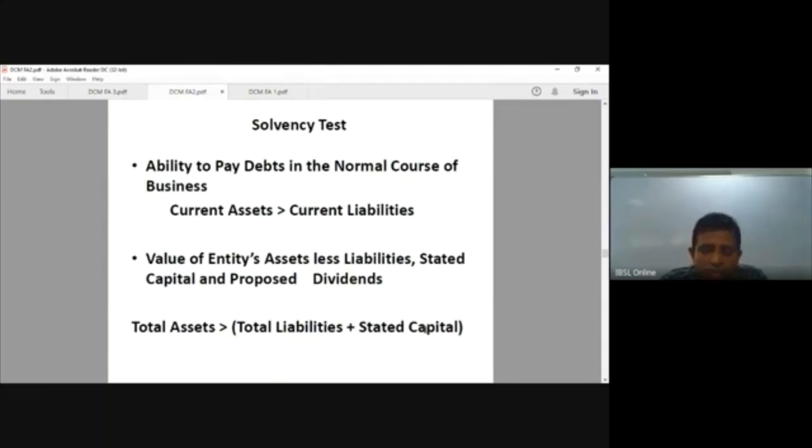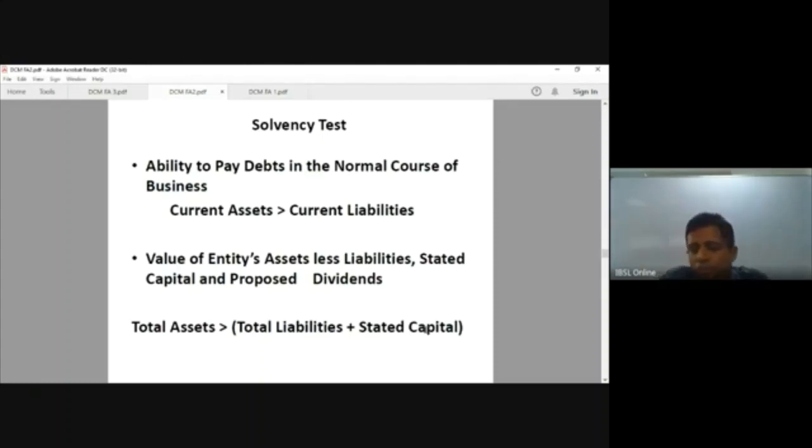Everything we call reserves. Therefore, the second point emphasizes, before you distribute any dividend, you should have adequate reserves, right? You should have adequate reserves. How do you get to know about the adequacy of the reserves?